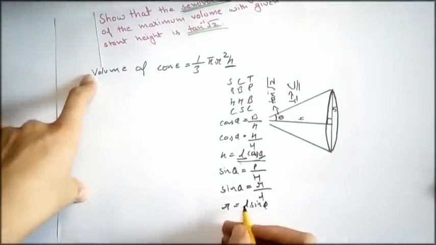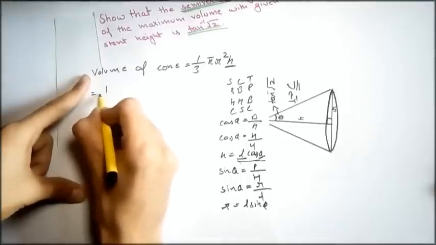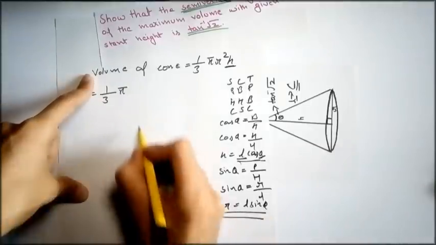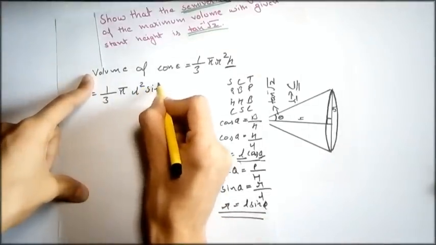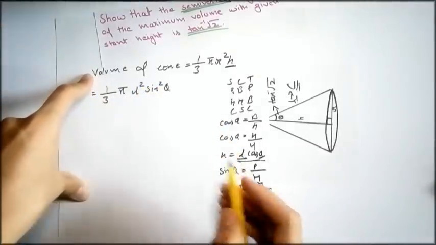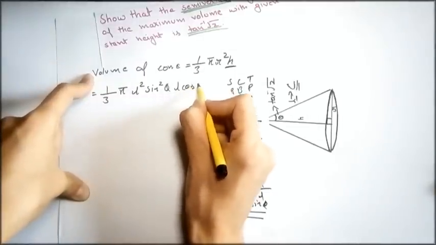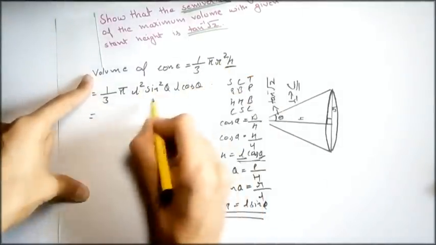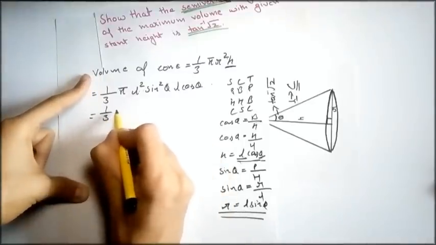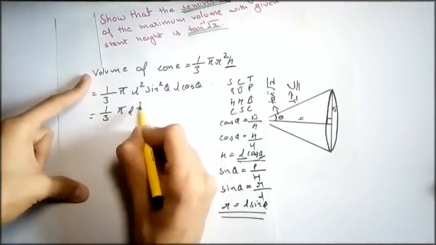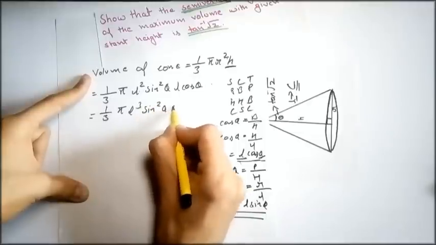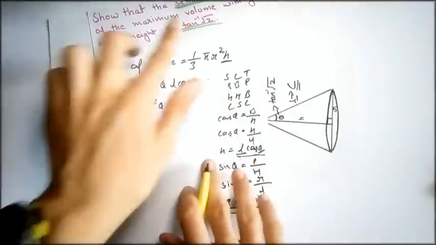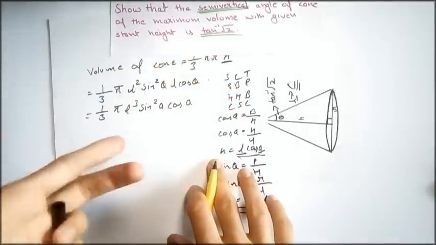So let's substitute these values into 1/3 pi r square h. R is L sin theta, so we get L square sin square theta, and h is L cos theta. We get the squares because there is r square. So V is 1/3 pi L cube sin square theta cos theta. It's a function, and now we have a function for solving maxima and minima.